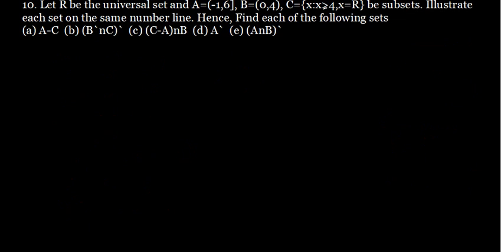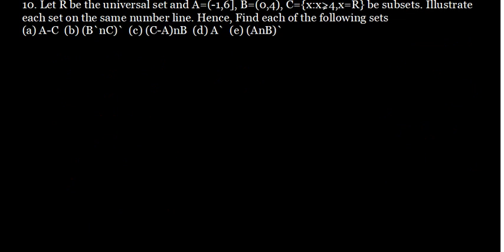Let's consider now the last question in this practice. Let R be the universal set and A be the interval from -1 to 6, B from 0 to 4, and C has got X, such that X is greater than or equal to 4 and X is a real number. B subsets. Illustrate each set on the same number line, hence find each of the following.